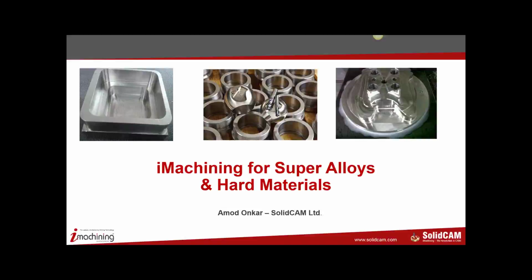So today, we're going to do a very interesting webinar. This is about iMachining for superalloys and hard materials. Now, superalloys are also called exotic materials like titanium, inconel, stellite, hastelloy. Also, we have the recent addition of tungsten carbide, and of course, our old stainless steel that's there.